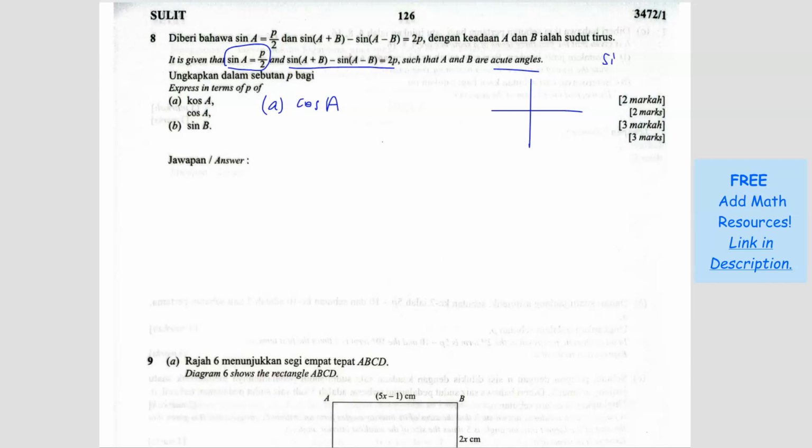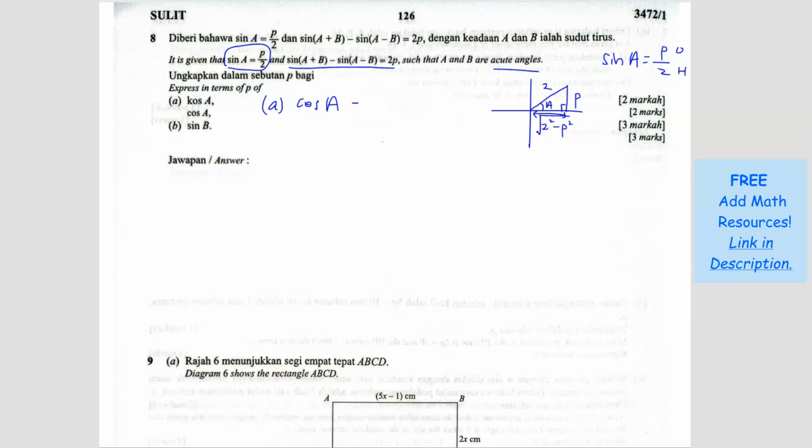So the acute angle is going to be, let's say I use sine A. We know that sine A equals P over 2. Acute angle means the first quadrant, so this is the angle A, and then sine is what? SOH CAH TOA, so O and H. The P will be the O, and the 2 is the H. So this is P, this is 2, 90 degrees here, what will be the adjacent? We can use Pythagoras, right? So 2 square minus P square, and then you square root. That will represent the adjacent.